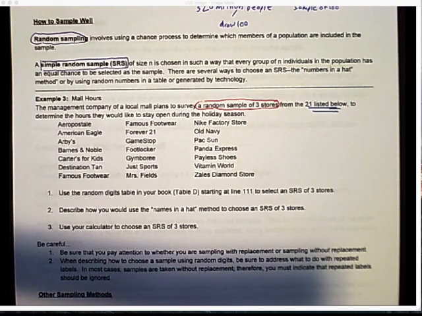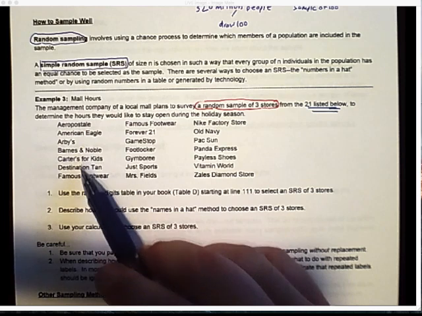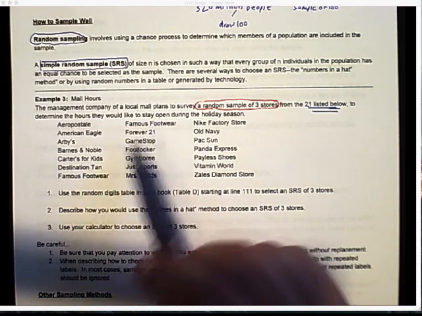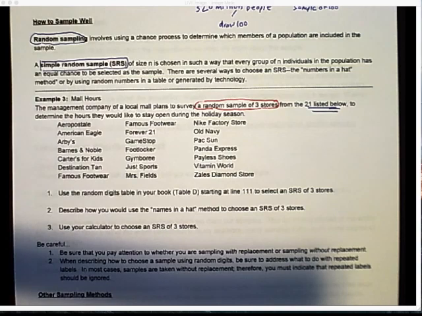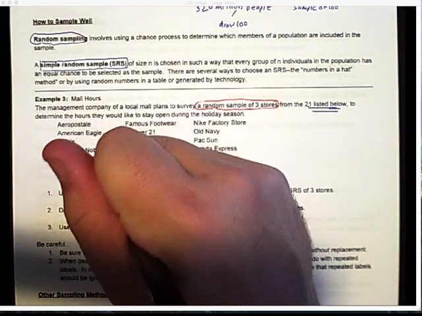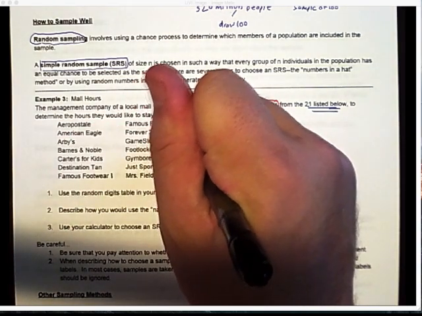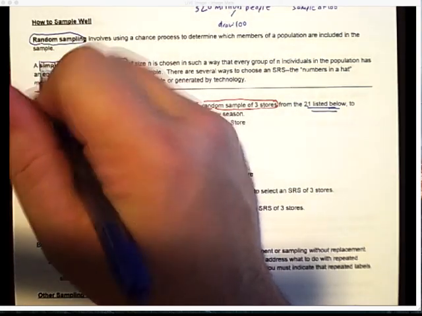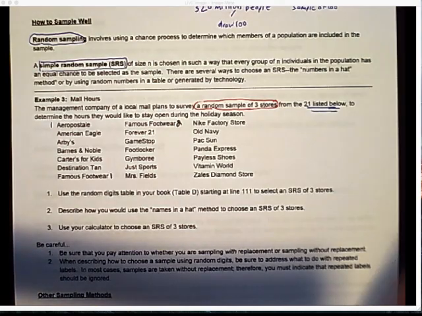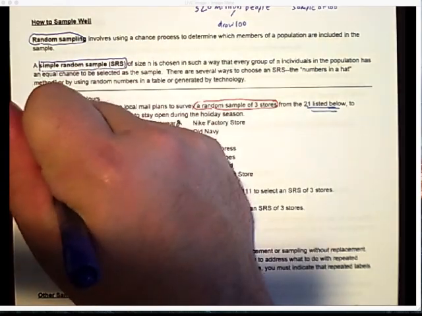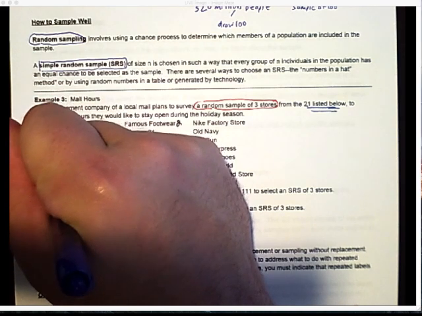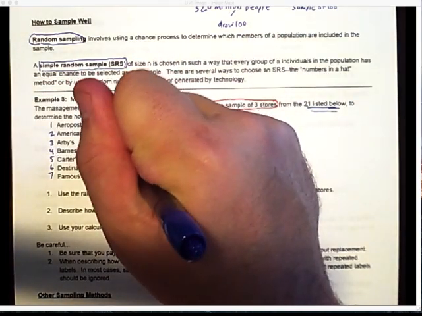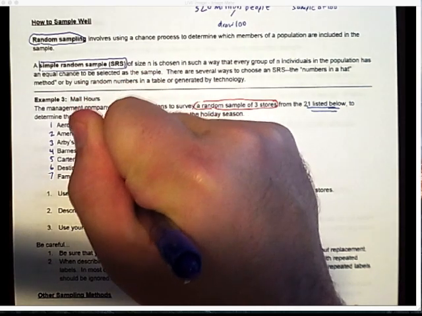Okay. So we have, I just put them in alphabetical order here. Now there are two famous footwear stores in this mall for whatever reason. Okay, so I'm going to label this Famous Footwear 1 and Famous Footwear 2. Okay. So before we do anything, let's assign a number to each of these stores. So I'm going to call Aeropostale number 1. Okay, 2, 3, 4, 5, 6, 7, 8, 9, 10, 11, 12, 13, 14.